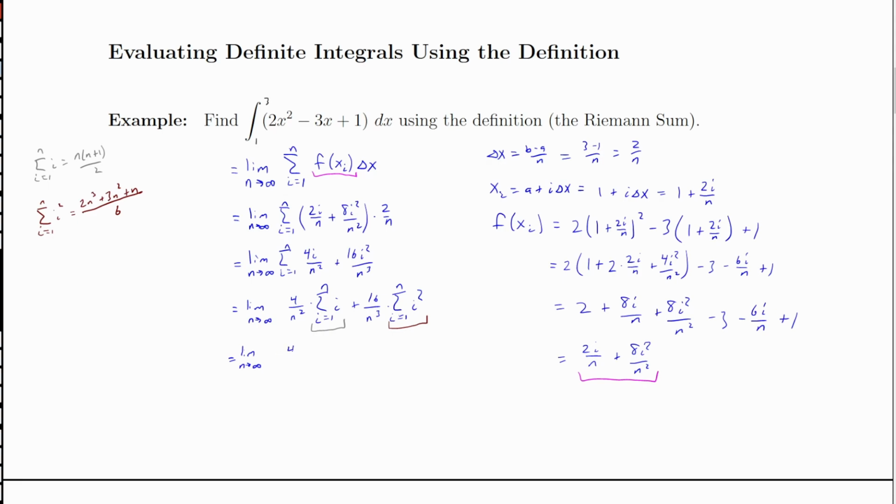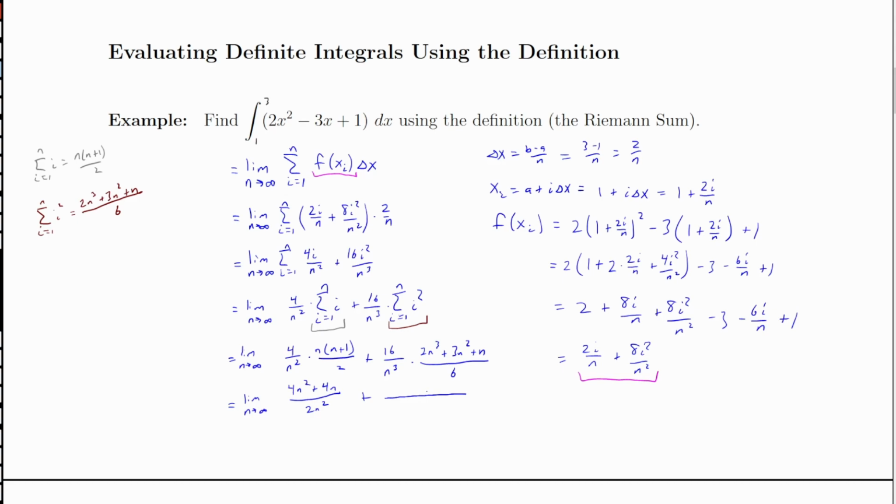Okay. So I have 4 over n squared times n plus 1 over 2 plus 16 over n cubed, and then times 2n cubed plus 3n squared plus n all over 6. Okay, so let's take a moment to combine these up nicely. So n times n will give me n squared, and I'll also multiply in the 4. n times 1 is n, and then times the 4 will give me a 4n. And in the denominator here, I have a 2n squared.